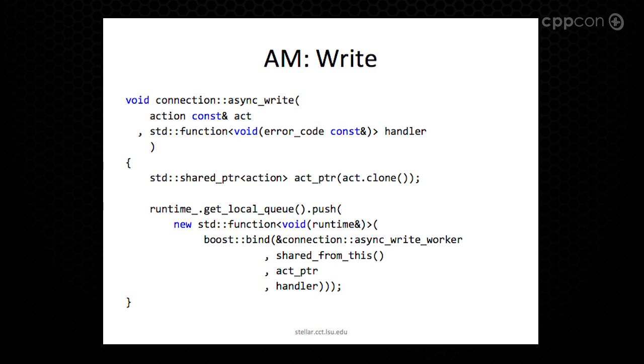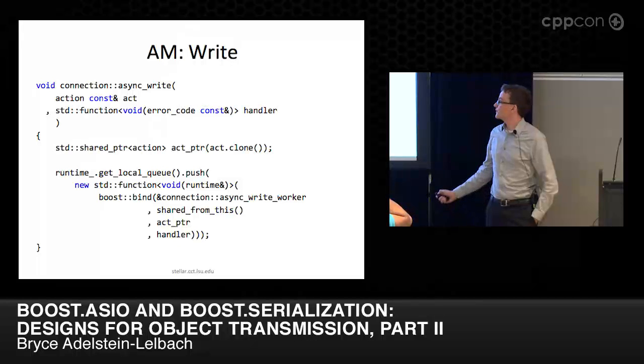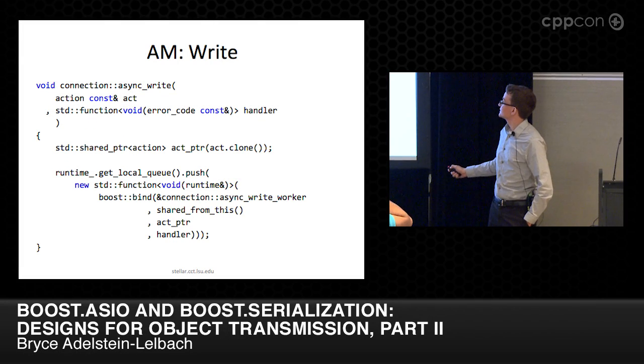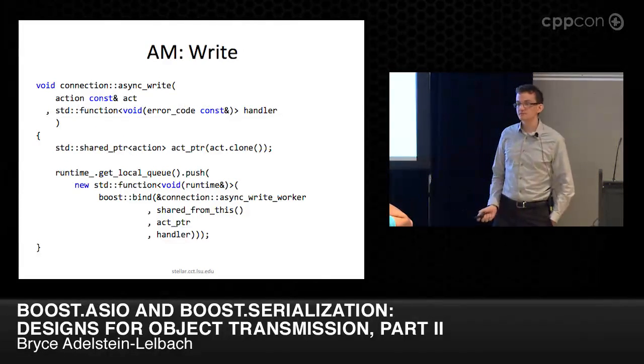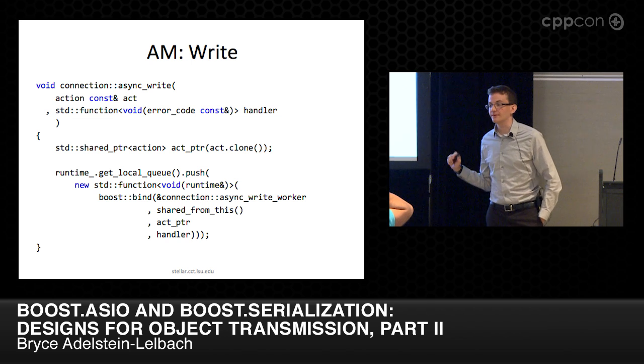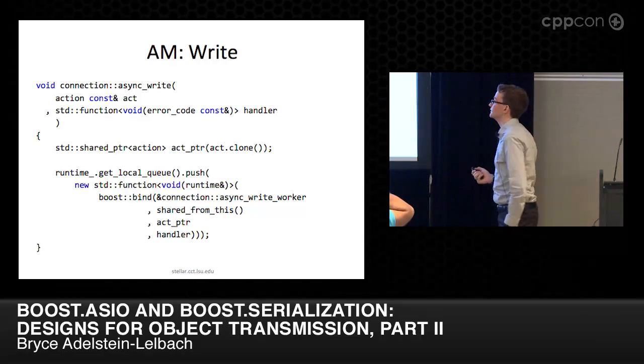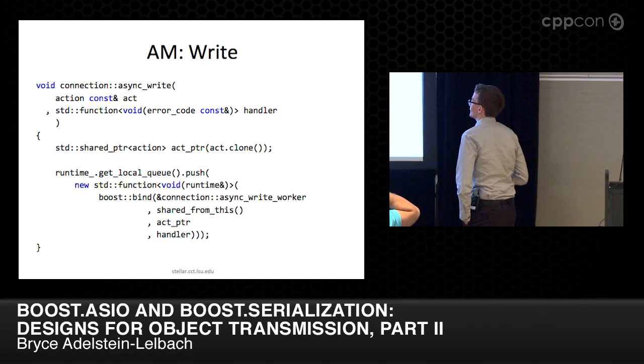Again, as I said, it's just launching off this asynchronous operation. So we've got that little local queue, and we're going to push this thing in there. The only thing we have to do is keep this action alive, so we're going to stick it into a polymorphic pointer. That's why we had the little clone method in that action type from before.